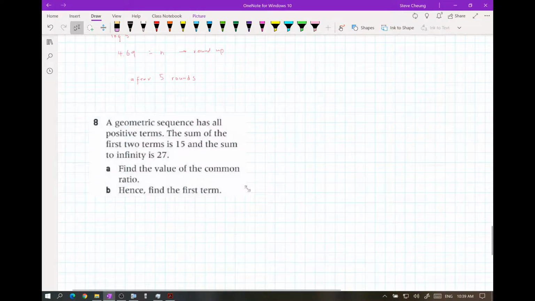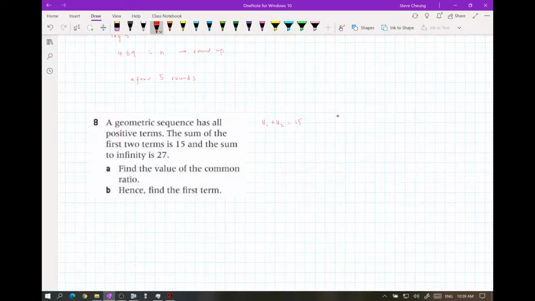Two more to go. We have a sequence with positive terms only. So this implies that the ratio cannot be negative. It cannot go from positive to negative to positive to negative. And the sum of the first two terms is 15. So u1 plus u2 equals 15.